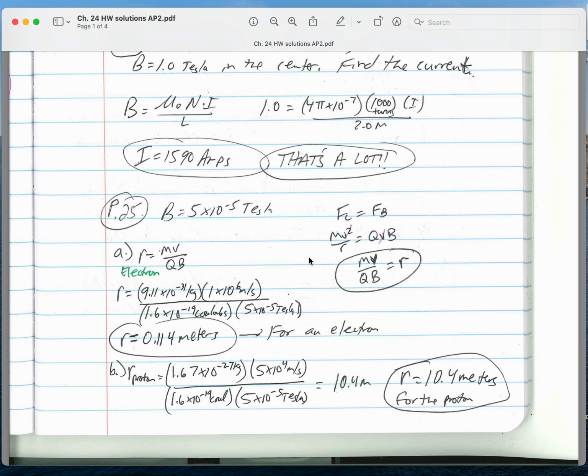So I derived this in class. I basically said the magnetic force would act like a centripetal force because it is always acting perpendicular to the motion of the charge. And so we can solve for r is equal to mv over qB. That radius is 0.114 meters for an electron, 10.4 meters for a proton. So the proton has more mass, it's going slower, but overall that results in a larger radius.